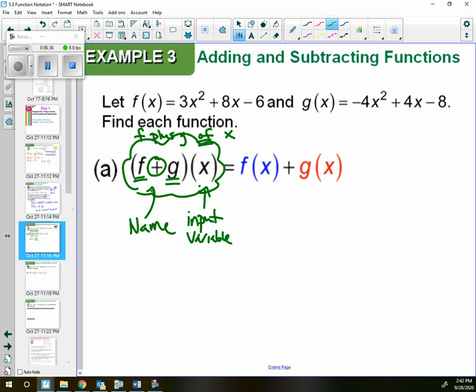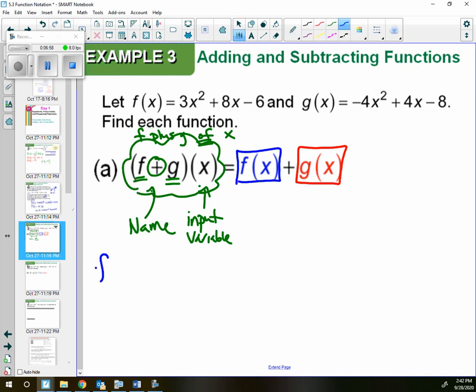So when you see an operation symbol between function names like that, it's telling you what they want you to do. So what does that mean? It means, hey, take the rule for f of x, whatever that is, and you're going to add it to the rule for g of x. That's just a real fancy way of them saying, I want you to add these together. So that function notation means addition.